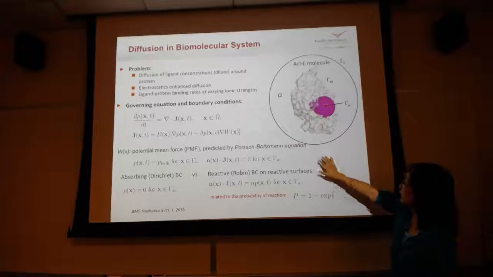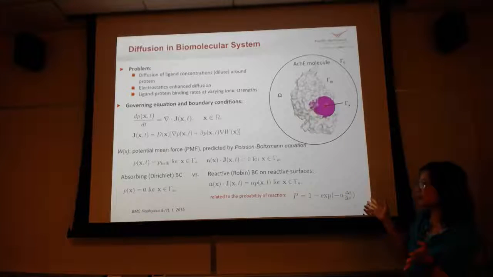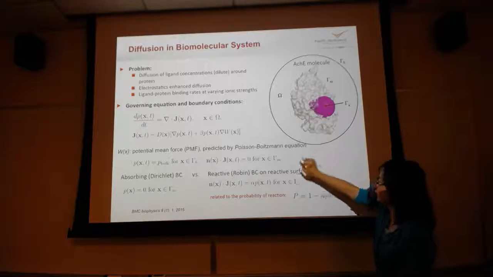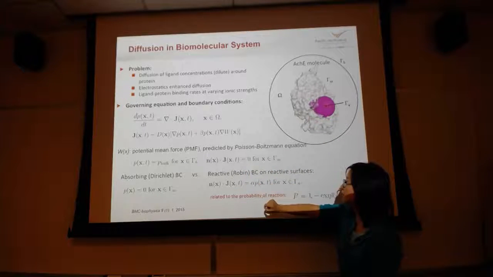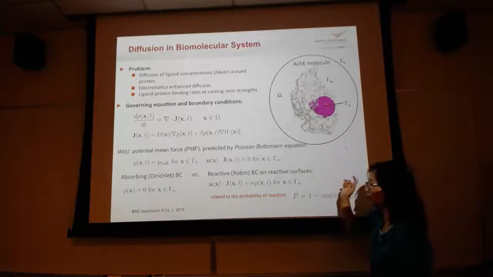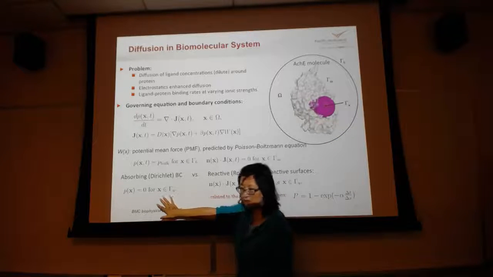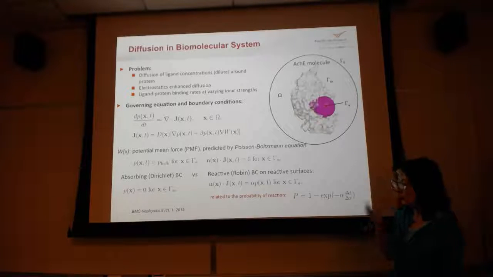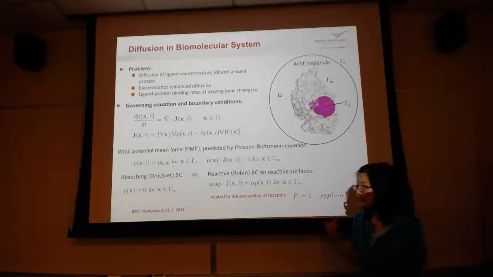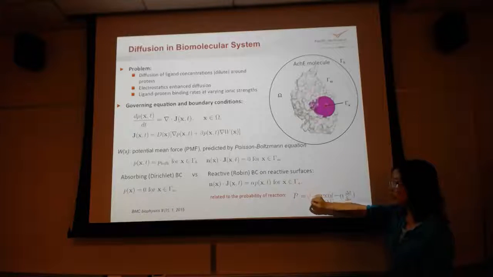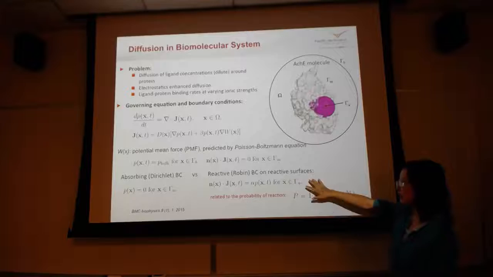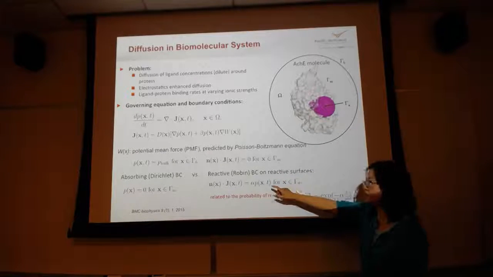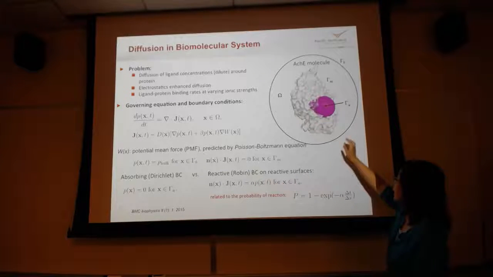It is known that in the far field it is a Dirichlet boundary condition, and around the protein surface it is a Neumann boundary condition. But on the reactive surface, in the past people used this absolute absorbing boundary condition, which is a Dirichlet boundary condition. But people found out this is not physically reasonable. So in general, we say, how about we use the reactive boundary condition, which is actually the Robin boundary condition on the reactive surface.